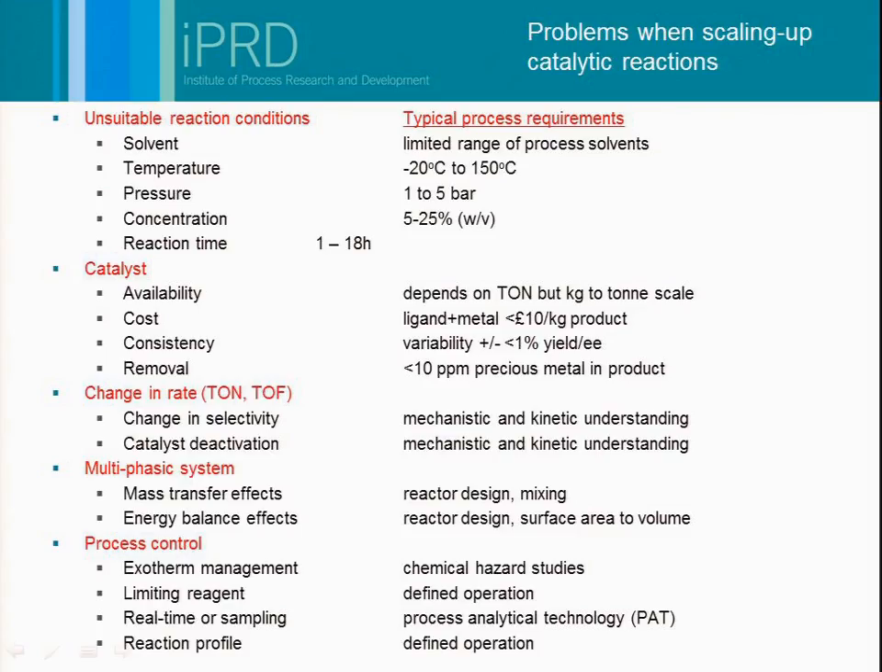The catalyst is an important component, of course, in the process, and we tend not to think about, at the lab scale, we don't think about availability of catalysts. But if we're scaling up, availability can become quite a big issue. And the cost of the process.